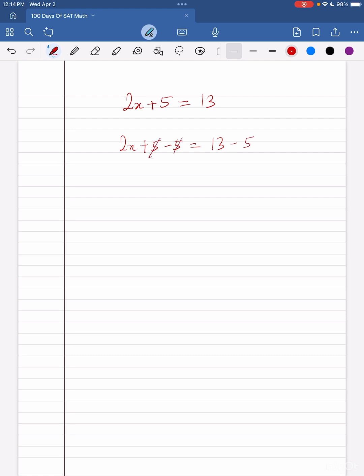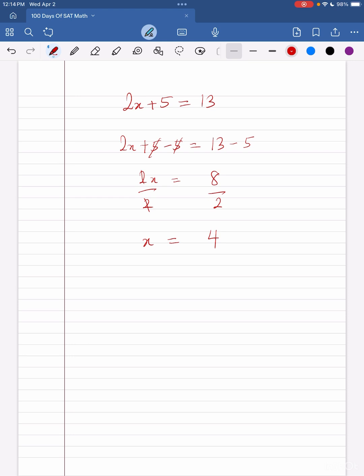So now this becomes 2x equals 8. Okay? Now, the next thing we're going to do is divide both sides by 2 to undo the multiplication of 2 by x. So you use addition to undo subtraction and vice versa. You use division to undo multiplication and vice versa. So we divide both sides by 2, and we have x equals 8 divided by 2, which is 4.